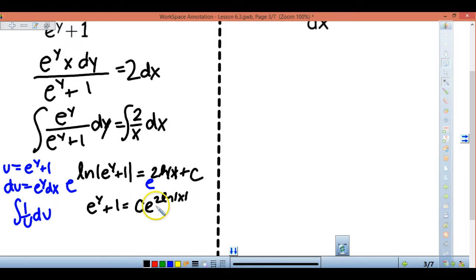If I want to be able to cancel the e and the natural log on this side, I need to use log properties to make that an x squared. So if I think of that as a natural log of x squared, then the e and the natural log will cancel out. So this side here would simplify to c x squared. So I subtract the 1 over.